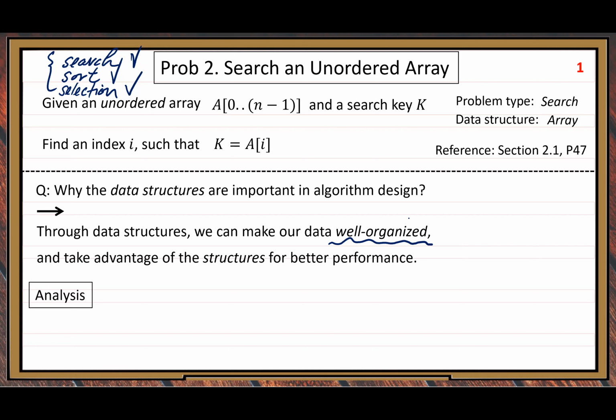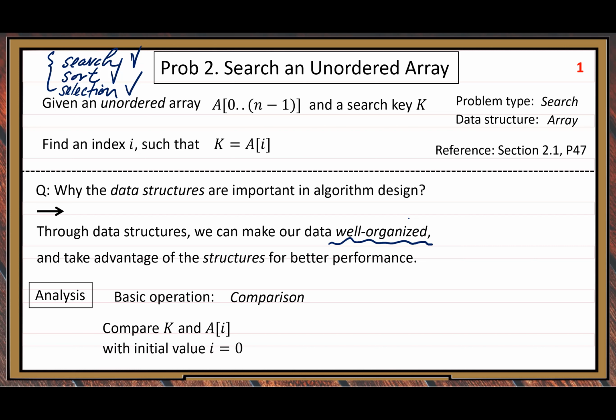All right. Analysis part. To solve this problem, we need a basic operation. Comparison. So this time, not addition, not multiplication. It is comparison. All right. Basic comparison. But when we do comparison, let's look at a typical comparison. Compare the key K, given key K, with one of the array elements, A of I. Initial value I equals 0.